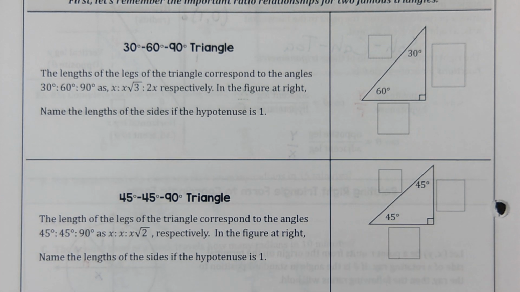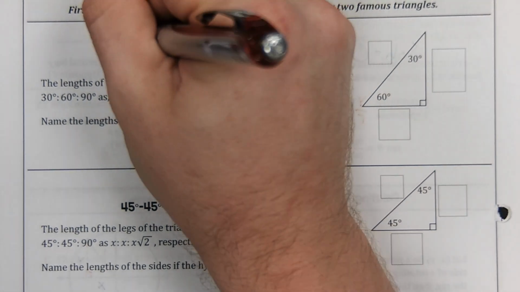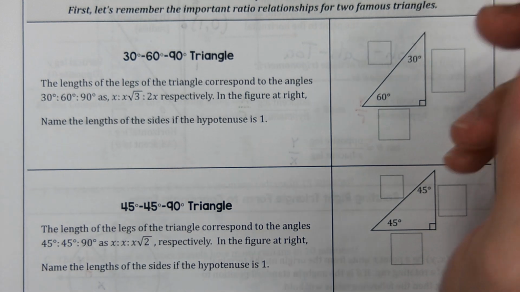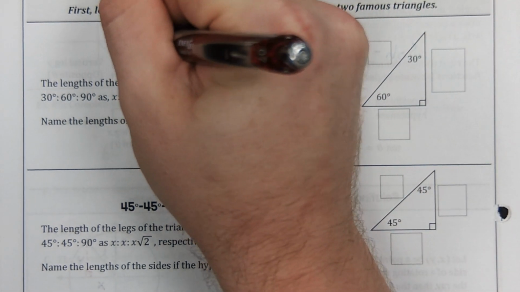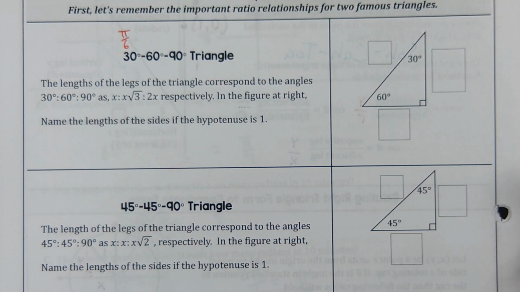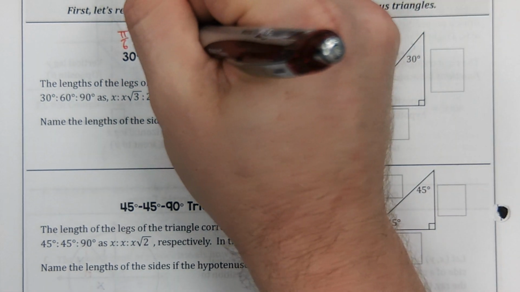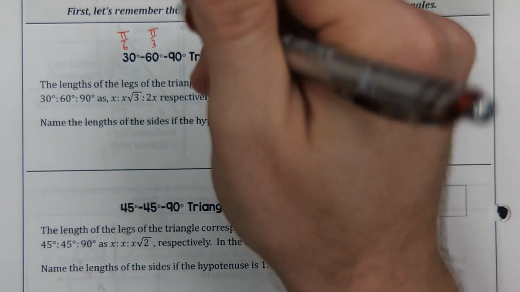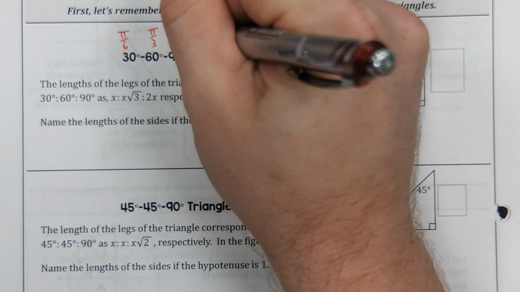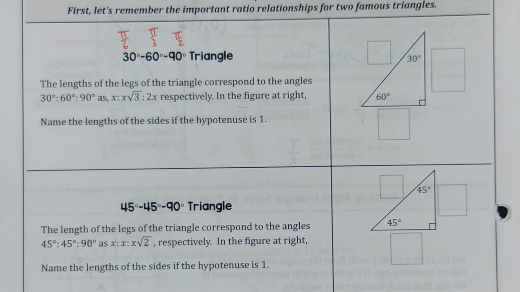So 30, 60, and 90. Well, 30 is 1/6 of 180, right? So this is pi over 6. 60 is 1/3 of 180, so pi over 3. And 90 is half of 180. Not so much important, but, you know, pi over 2. You need to have those memorized, for sure.